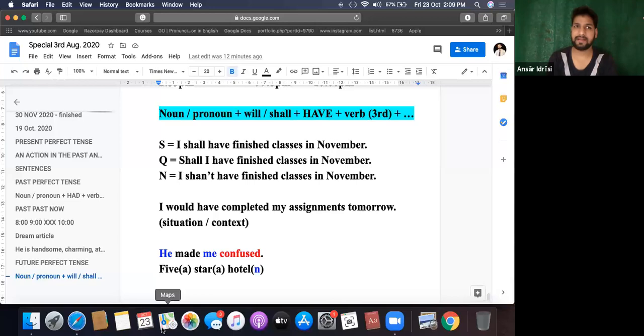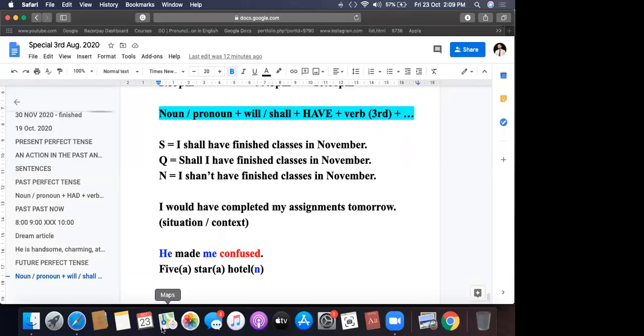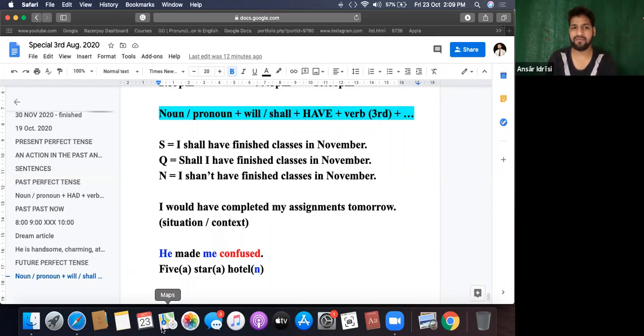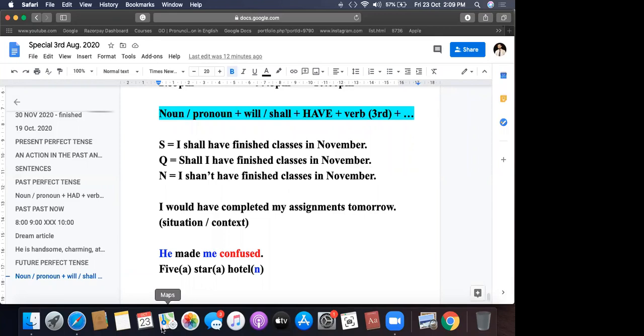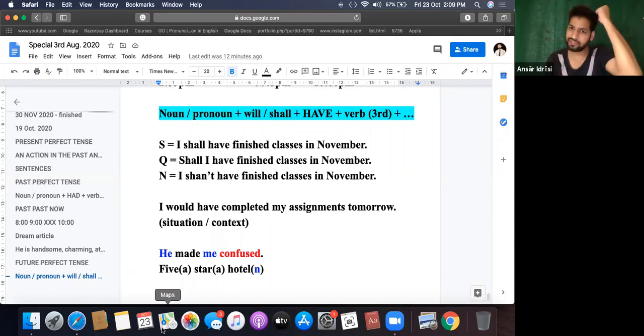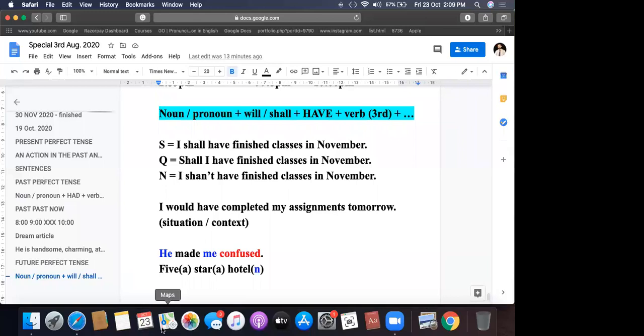Very good. Next, he will have lost the key. Will he have lost the key? He won't have lost the key. Good. Next, he will have taken the admission. Will he have taken the admission? He won't have taken the admission. Next, he will have bet with them. Will he have bet with them? He won't have bet with them.